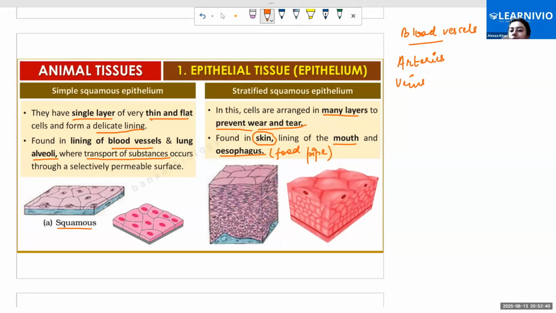Okay, what's the difference between an artery and a vein? We know that both are blood vessels, but what's the difference between them? Arteries transport oxygenated blood, and veins transport deoxygenated blood. Very good. Any other point, Umaima? No, ma'am. I was saying the same.